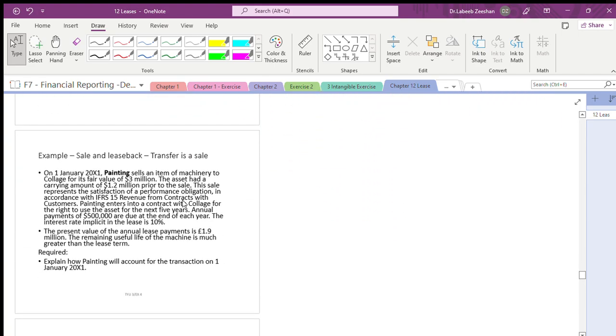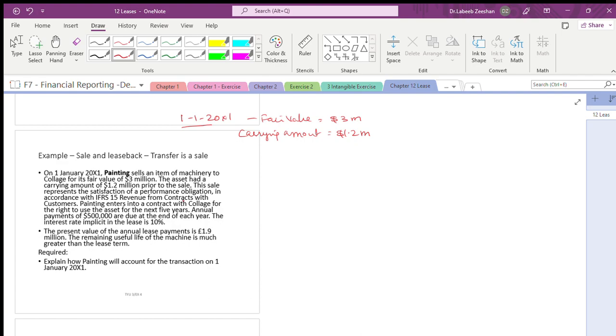With this example we can have more clarity. On January 1st 2001, the painting sells an item of machinery to college for its fair value of 3 million. The asset has a carrying amount of 1.2 million. Fair value is more, carrying amount is less. Now you can understand what the results are.